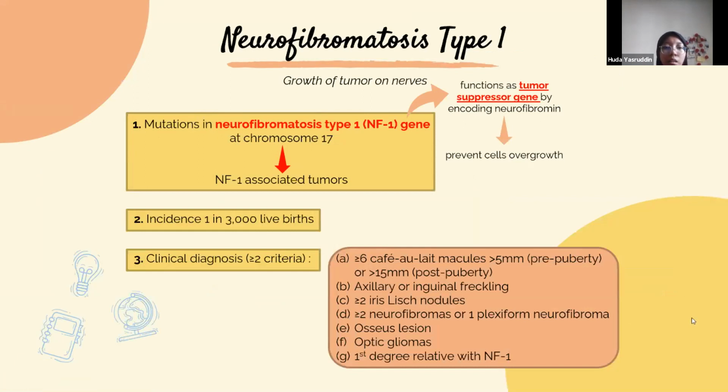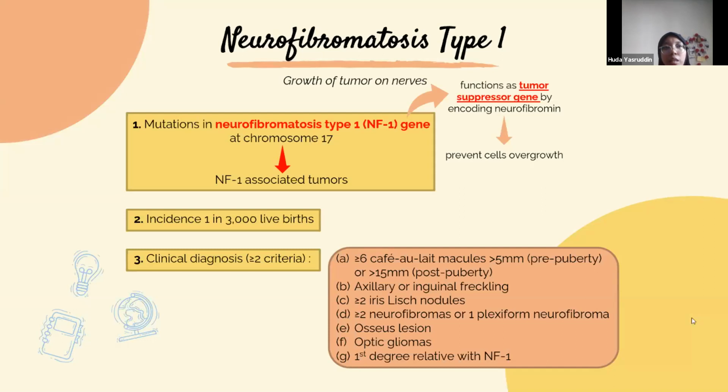The pathophysiology says that there are mutations in the Neurofibromatosis Type 1 (NF1) gene on chromosome 17. This NF1 gene functions as a tumor suppressor gene. We know that a tumor suppressor gene prevents uncontrolled cell growth. So when cell growth cannot be controlled, it results in a tumor. The worldwide incidence is around 1 in 3,000 live births.